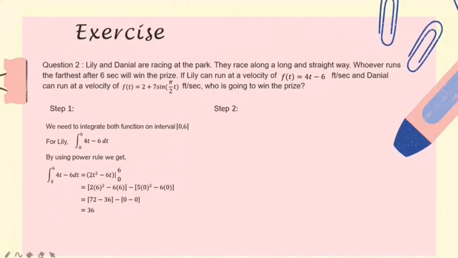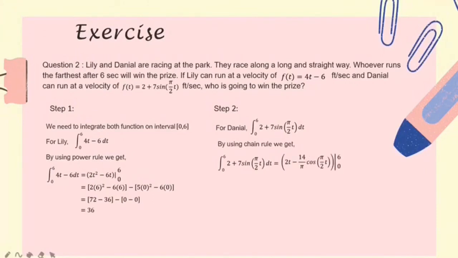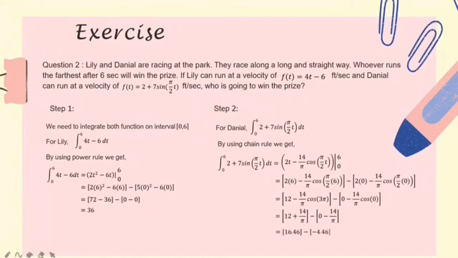Step 2, we calculate for Daniel. We get the definite integral from 0 to 6 of 2 plus 7 sine of pi over 2 t dt. By using the chain rule, we get 2t minus 14 over pi cos of pi over 2 t. And then we just compute the value here. Then we get approximately 20.90. So since Lily went farther than Daniel, Lily wins the prize.